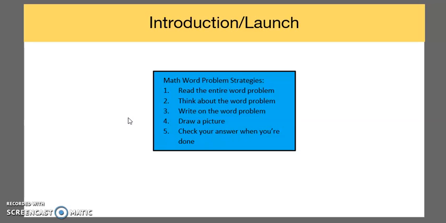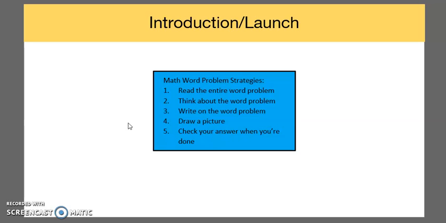The third strategy is to write on the word problem. This means annotating, highlighting, circling key information that is going to help you with developing a plan and understanding what to do next in order to get to your solution. The fourth strategy is to draw a picture. Drawing a picture provides a great visual, especially in math classes, to help you understand and make sense of the problem and to give it some context.